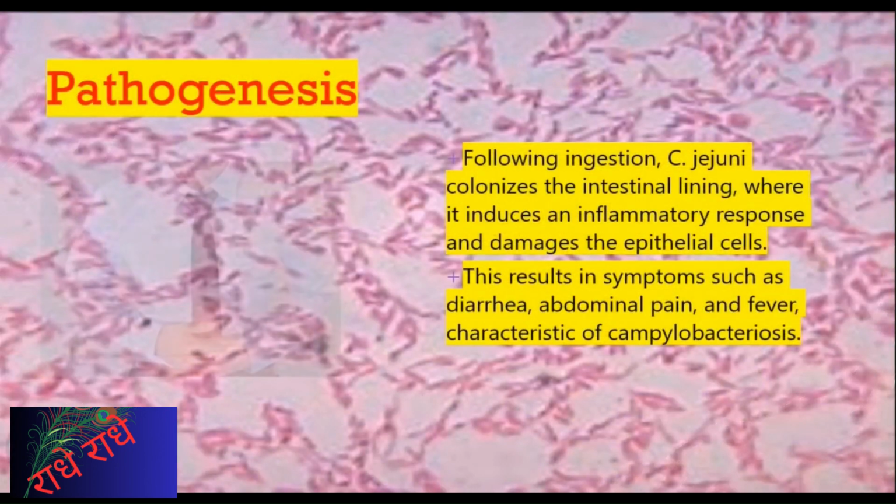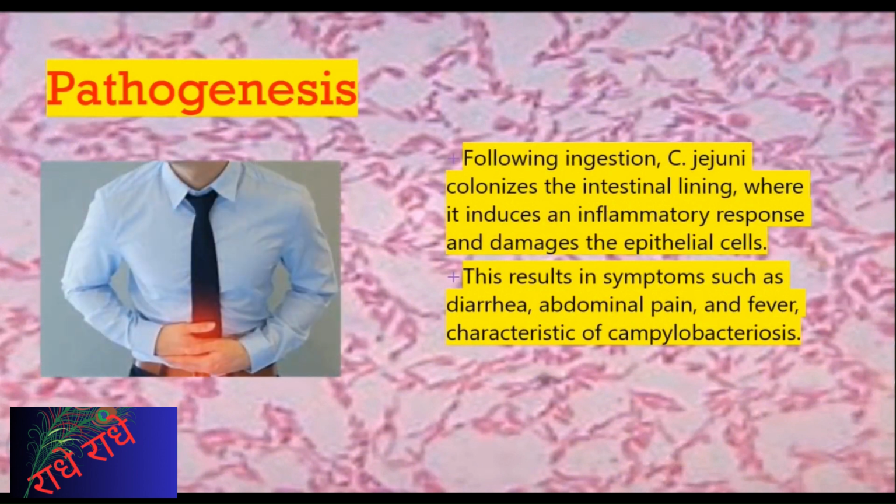Campylobacter jejuni is a bacterium that, when ingested, colonizes the intestinal lining and causes an inflammatory response and damage to the epithelial cells, resulting in common symptoms such as diarrhea, abdominal pain, and fever. As these symptoms are similar to other foodborne illnesses, it is important to identify the presence of Campylobacter jejuni in order to properly diagnose and treat it.